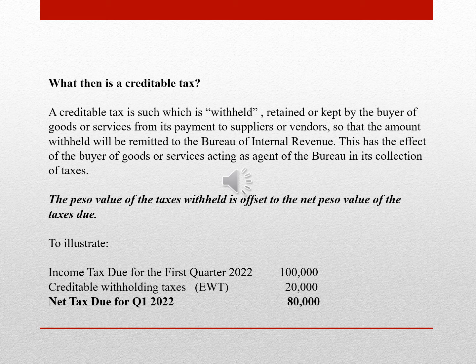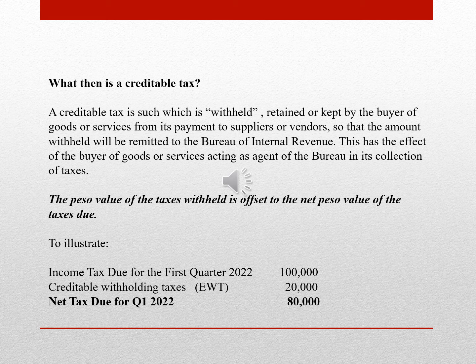What then is a creditable tax? A creditable tax is such as is withheld, retained, or kept by the buyer of goods and services from his payment to suppliers or vendors. So you keep it in favor of the BIR.